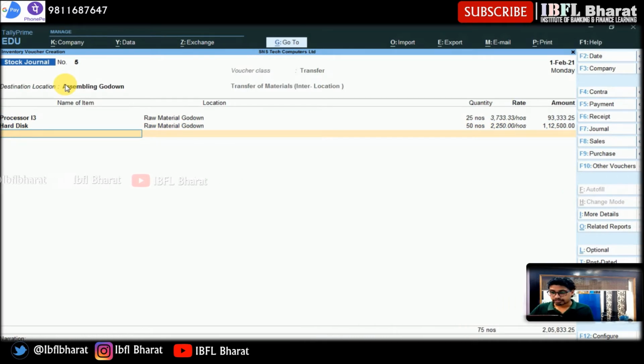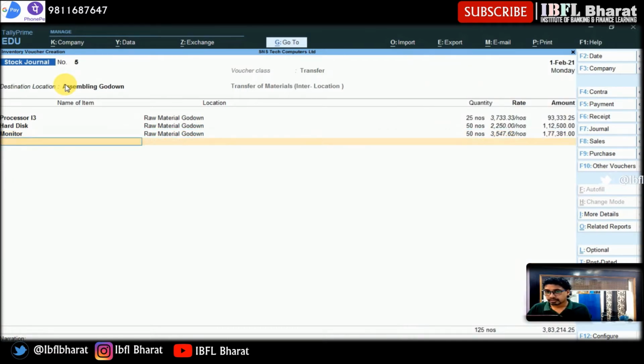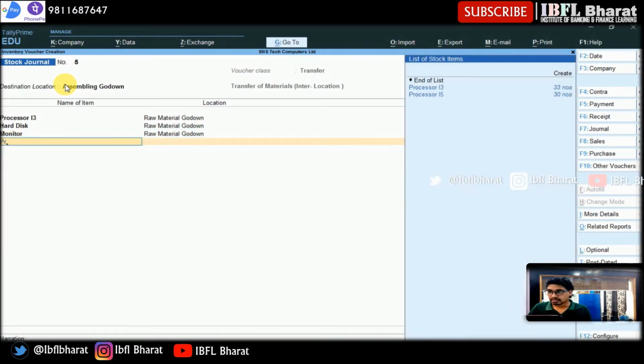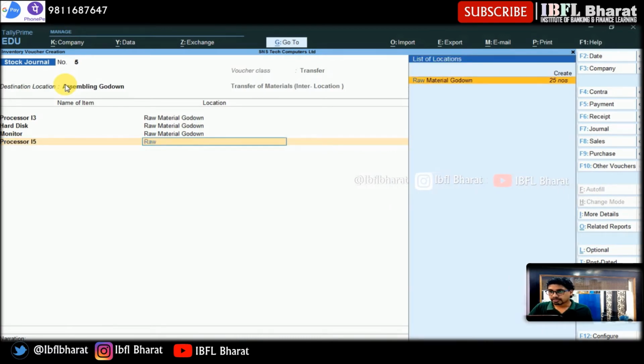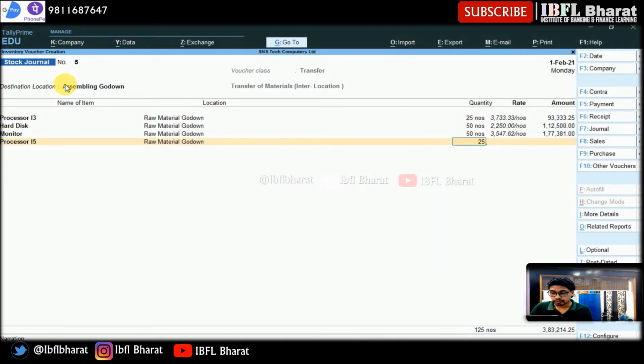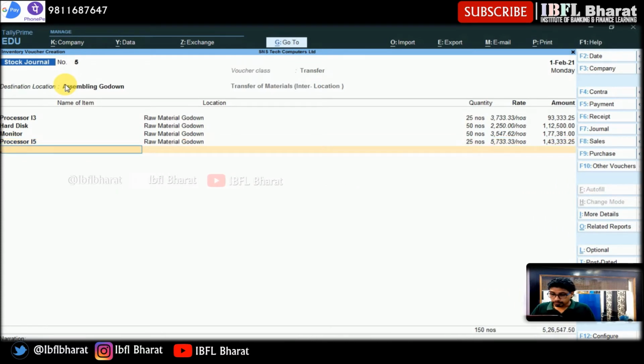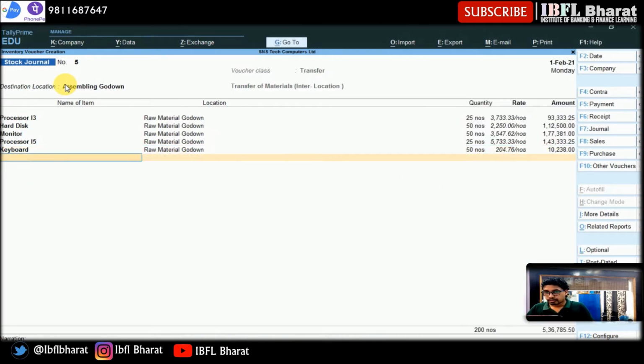Next item is monitor from raw material godown, it is going in 50 quantity. And next item is processor i5 from raw material godown, it is going 25. Next is our keyboard from raw material godown in quantity 50. Next is mouse from raw material godown 50.